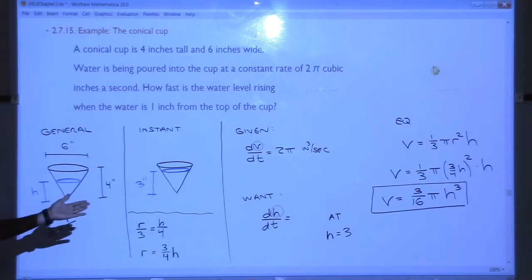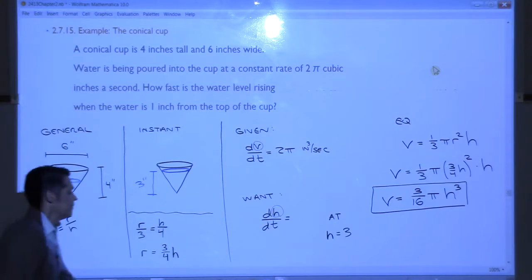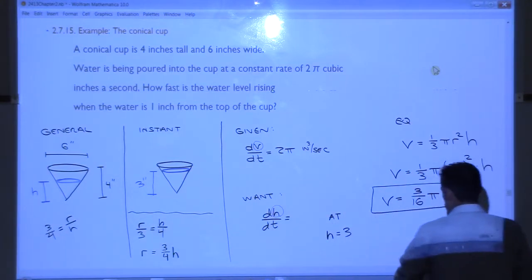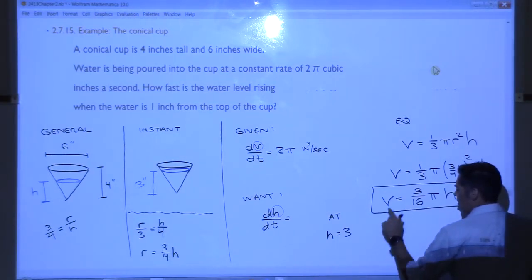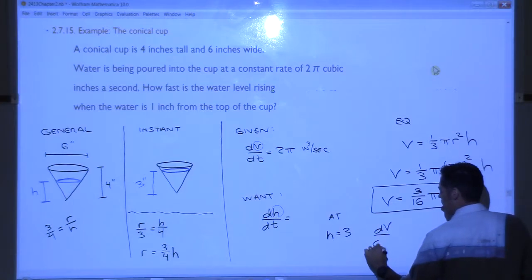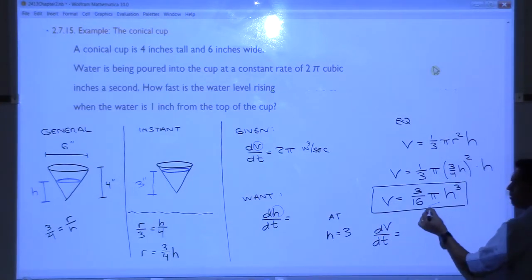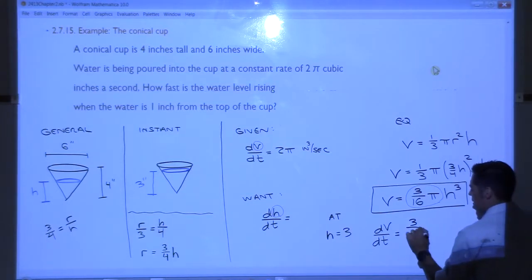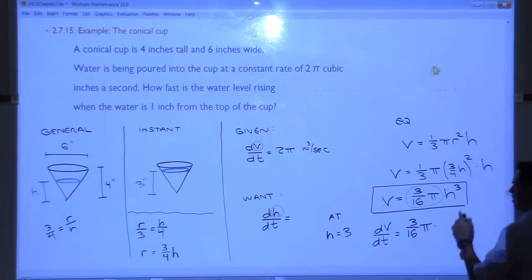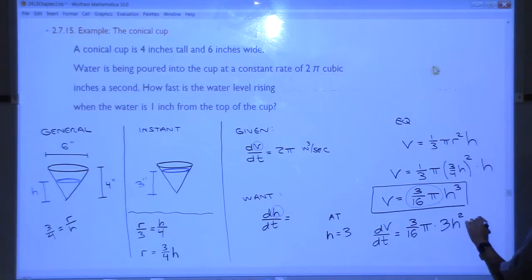Okay, so now we have an equation that has just V and h in it, so we differentiate now with respect to little t. So when we take the derivative of the left side, this is our differentiation time, the derivative of that side is just dV/dt. And then remember, all of this is a constant. All of that's a constant, so it's just going to come for the ride. 3/16 pi times, now the derivative of h cubed, 3h squared times dh/dt. That's our chain rule, right? The all-important chain rule.